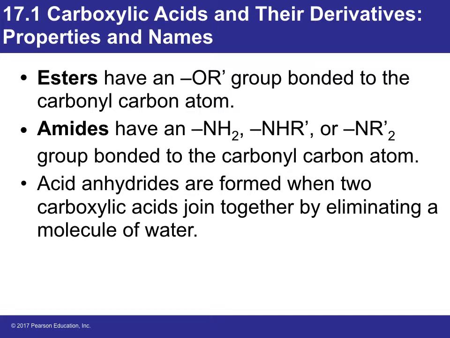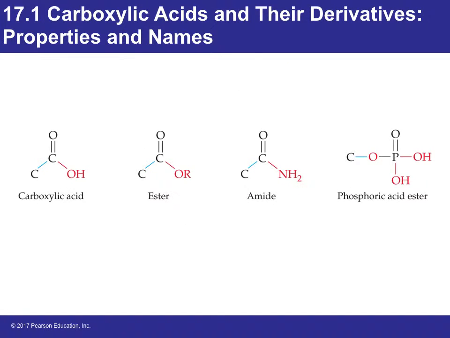Primary, secondary, or tertiary. How do we get there? Well, acid anhydrides are formed when you have two carboxylic acids that are joined by eliminating a molecule of water, so that's a dehydration. Here is the general formula you should know and recognize. Left, carboxylic acid, then an ester, then an amide, and then an example of a phosphoric acid ester.